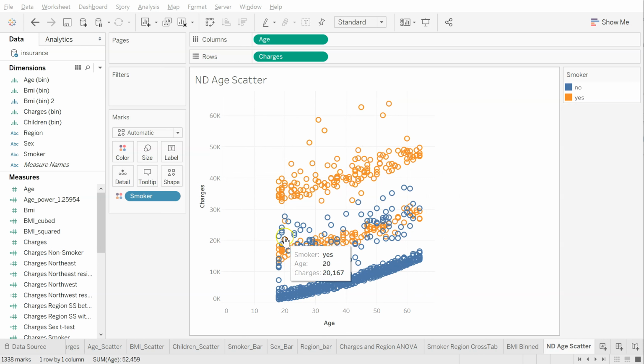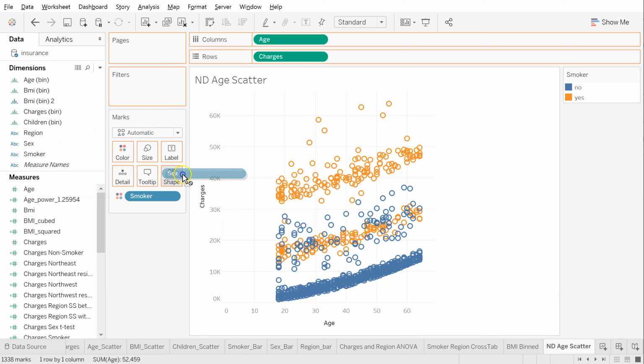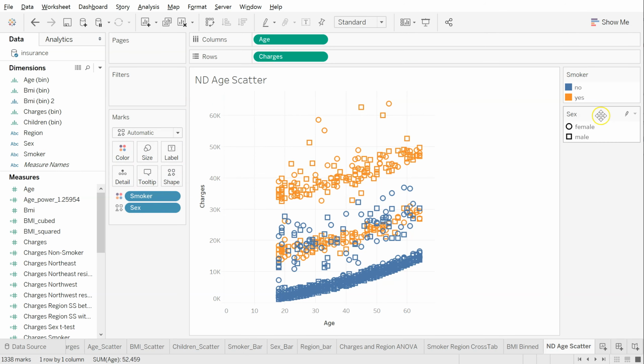All right, well, what else can we do to add another dimension to this chart? Let's just try a few. Let's grab sex here, and let's put it on shape. So now we have males are squares, females are circles. What I'm looking for is if there's a clear difference between squares and circles on this middle section, to see if that explains what's going on.